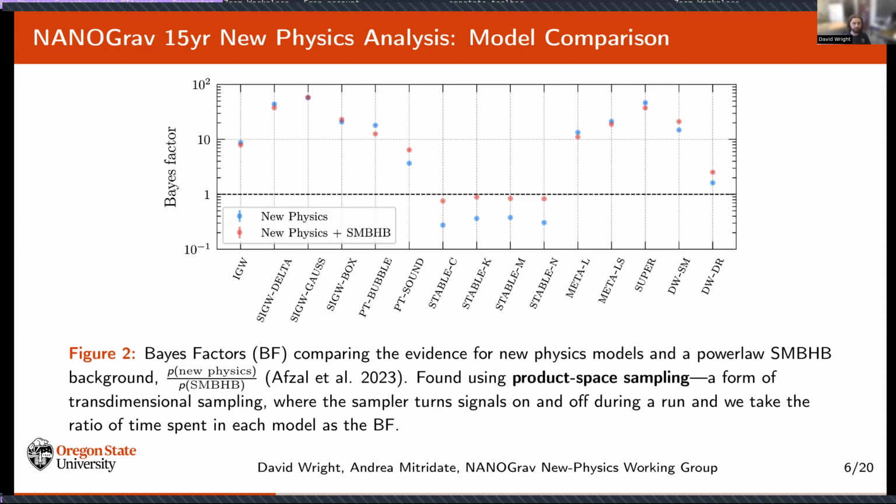In order to make these Bayes factors, we use something called product space sampling, which I'll say a bit more about in a second. But that's essentially a transdimensional thing where we can turn signals on and off, and we can count how many times a sampler stays in the on versus the off position and use that as a Bayes factor. And I think Tyson's giving y'all a lecture later this week on advanced sampling methods. You'll probably hear a little bit about transdimensional sampling then.